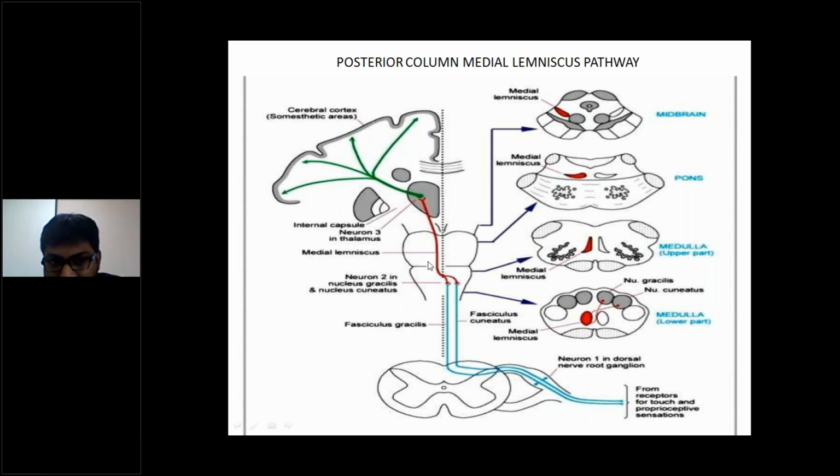This is third order neuron, second order, first order. So first order, second order, third order. They will give this image and they will focus on which order neuron that is. Okay, they will ask many questions. This is basically nucleus gracilis, this is nucleus cuneatus.